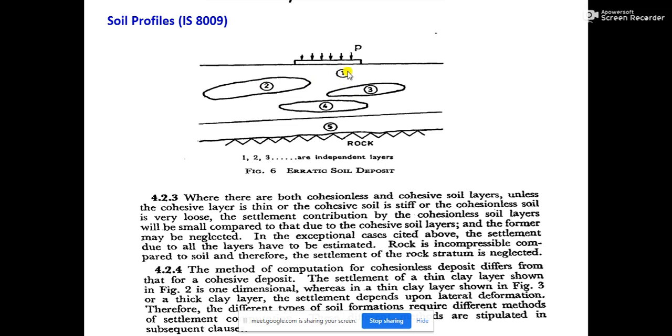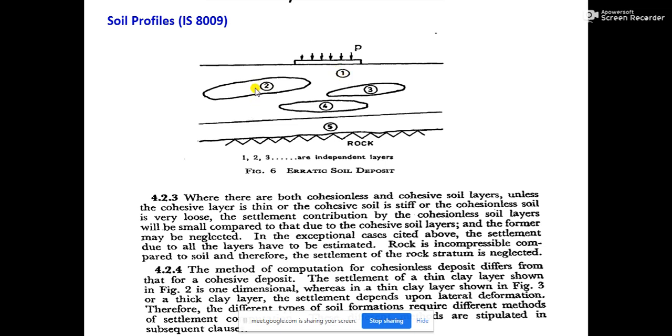This sandy layer 1 will go through only immediate settlement, whereas this clay soil will go through consolidation settlement, because on top there is a sandy layer and on bottom there is a sandy layer. So immediate settlement will happen here: at the initial stage the footing will settle immediately, whereas this other footing will go through consolidation settlement, and in the years to come it will settle, and maybe this settlement may be more than that settlement.